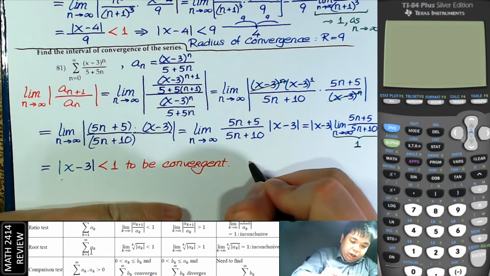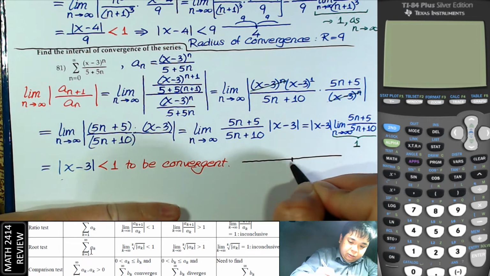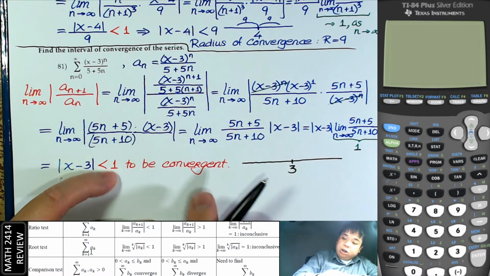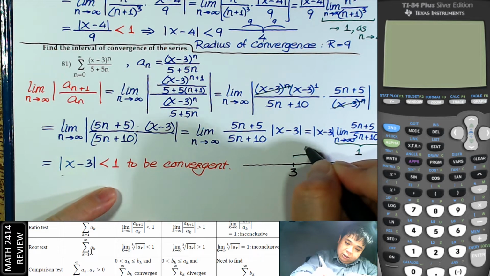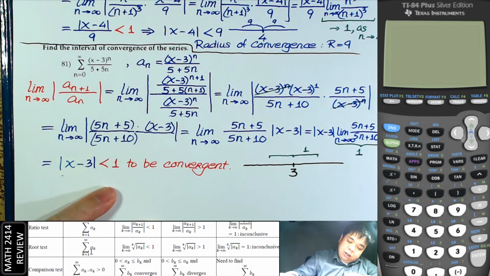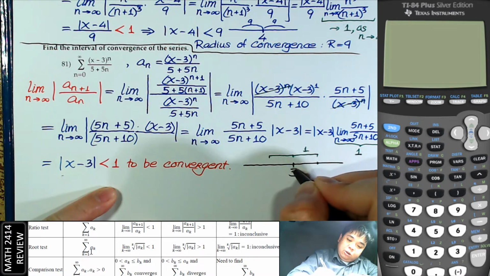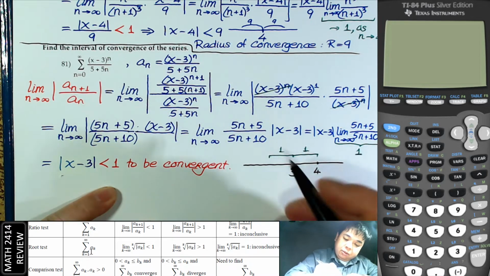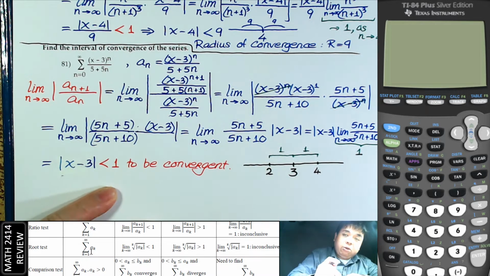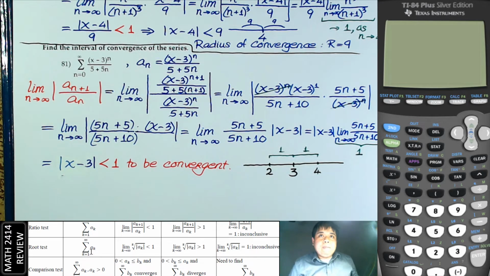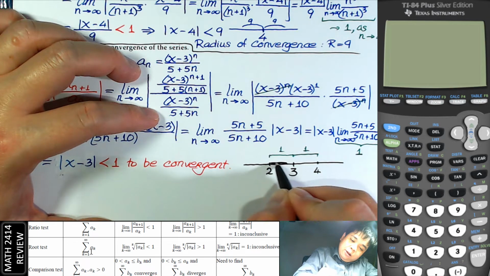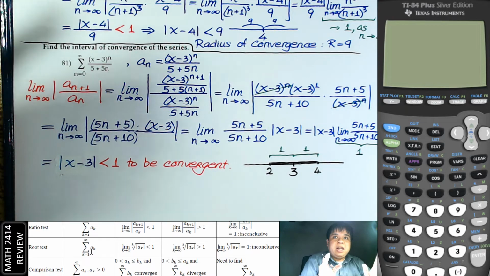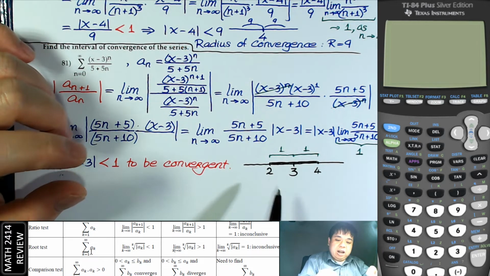Now I will draw the number line. We know the center is at 3. The radius of convergence is 1, meaning we go 1 unit to the left and 1 unit to the right. 1 unit to the left, 3 minus 1 is 2, and 1 unit to the right, 3 plus 1 is 4. So we go from 2 to 4. Now, the only problem is we need to test to see what happens at 2 and what happens at 4, to see if it is convergent at the endpoint or not.